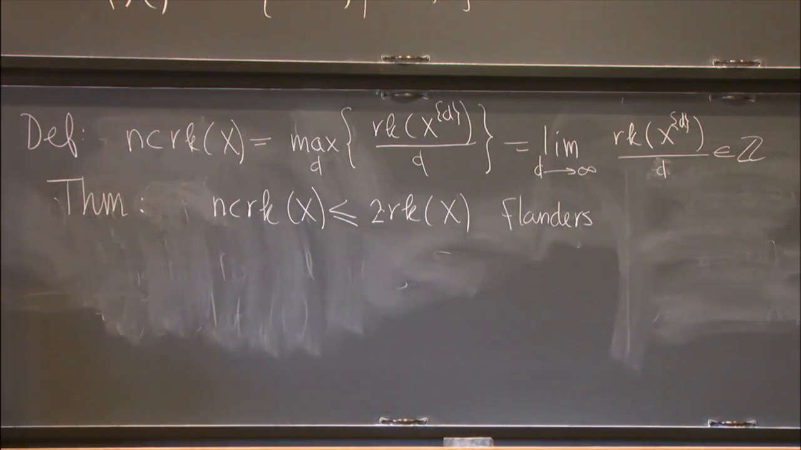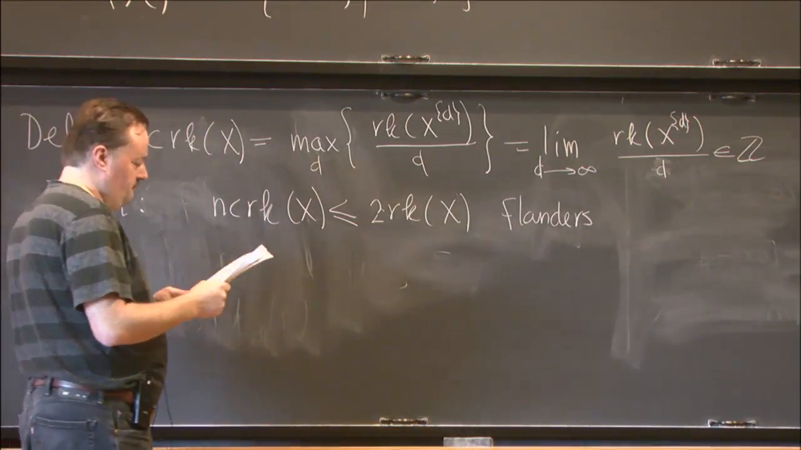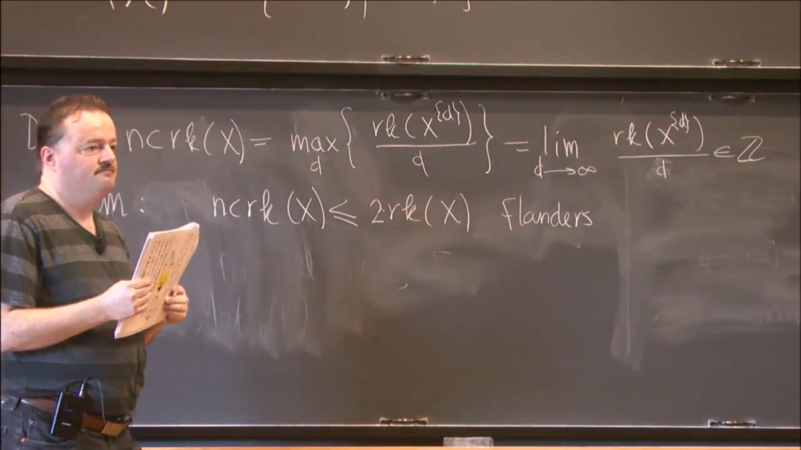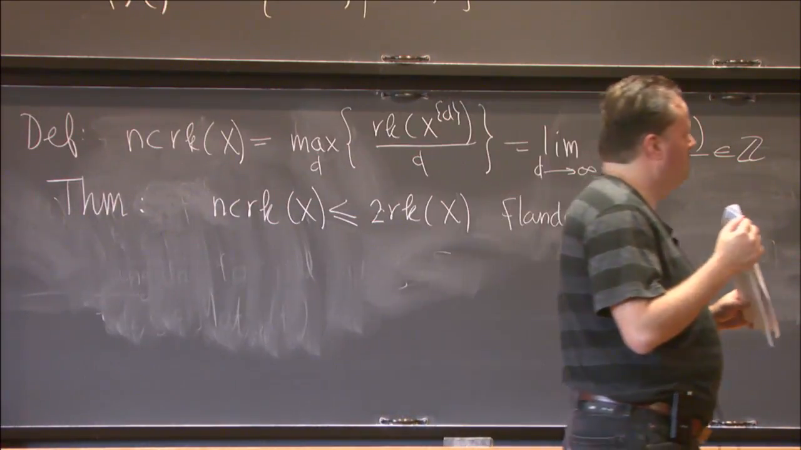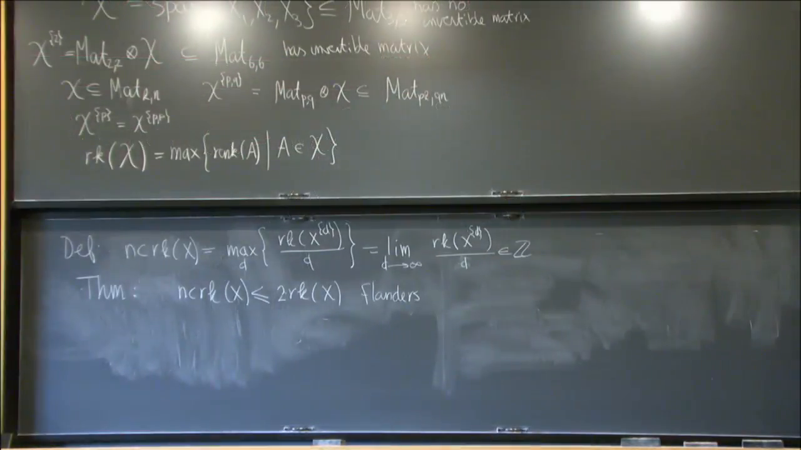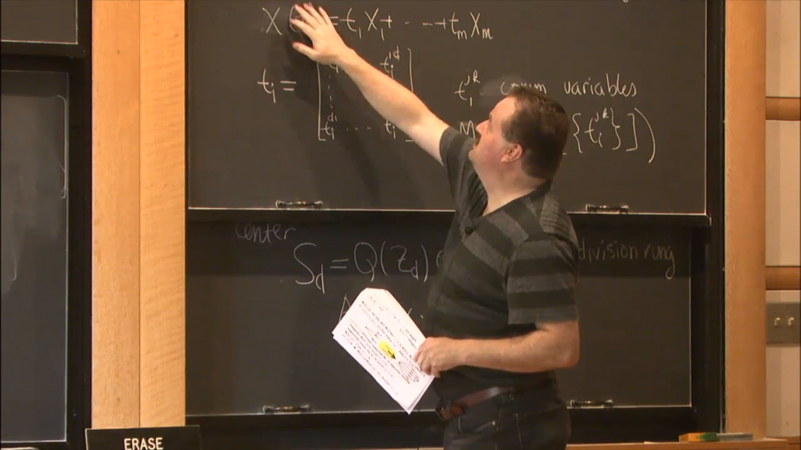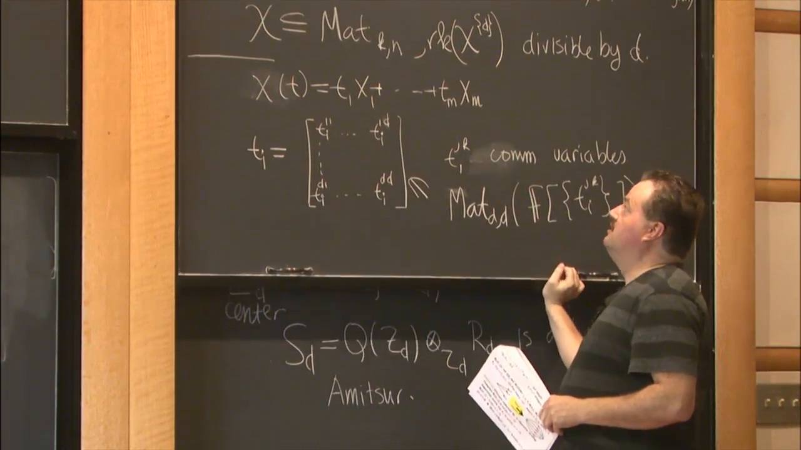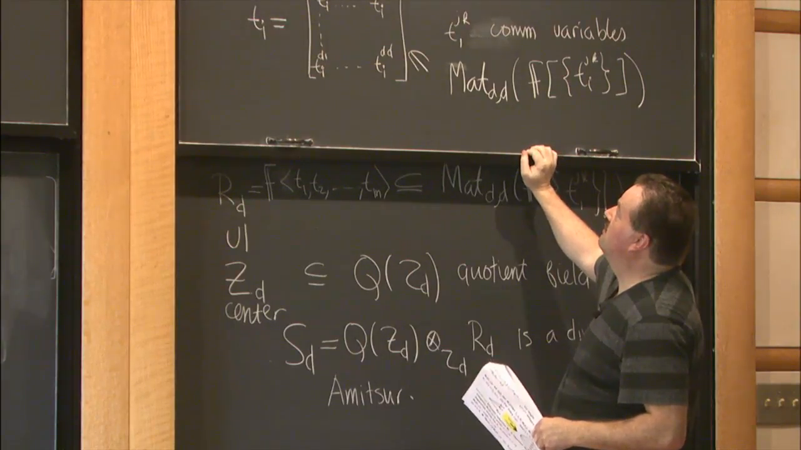Now for that, the non-commutative rank makes sense, right? So we only define it really for spaces. It's going to be independent of the choice of the basis, but it really depends on this X, which is the span of x1 up to xm.